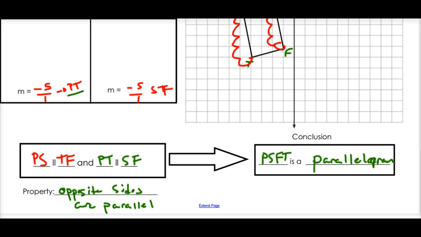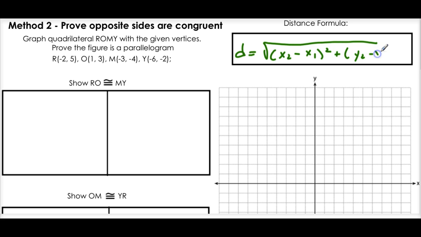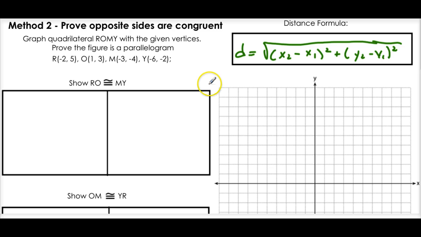Opposite sides are parallel. Let's try this again, but we're going to use a different property this time. We're going to use opposite sides are congruent, and for that we're going to need the distance formula. What is the distance formula? D is equal to the square root of x2 minus x1 squared plus y2 minus y1 squared. Memorize that. It's very helpful. By finding the distances, we could show that all the opposite sides are congruent, and that's another way to show that a figure is a parallelogram.